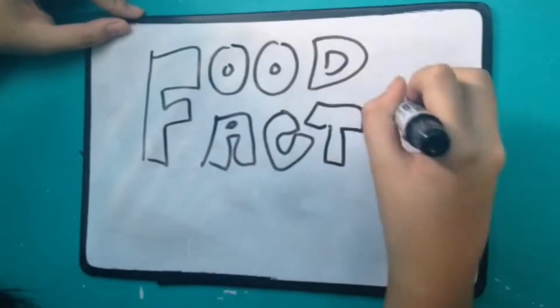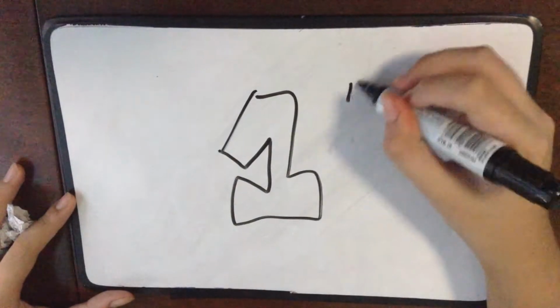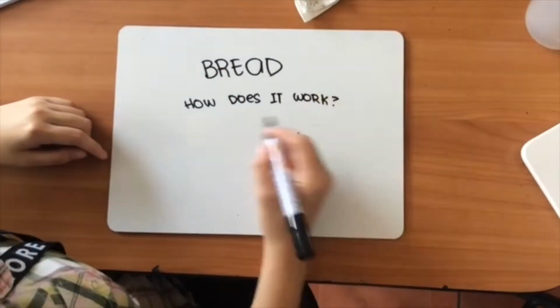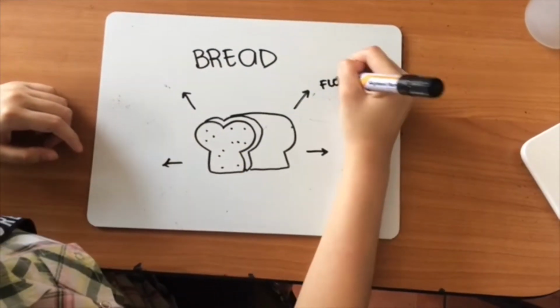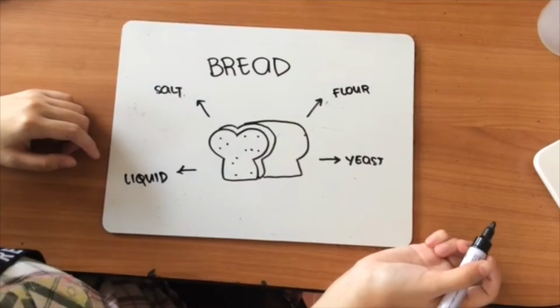Food facts: 7 things you didn't know about your food. Ever wonder why bread dough rises? Well, bread is made up of several ingredients such as flour, yeast, a liquid, and salt. Each ingredient, however, has its own role in bread baking.